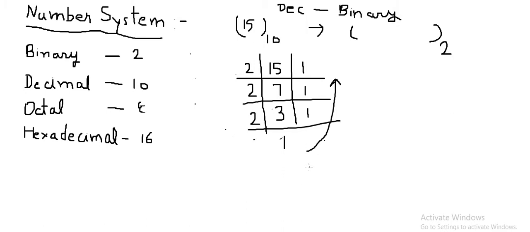So to write this number, what we have to do, we have to read from down to up, right? Although in this case this is a palindrome number, because from up to down and down to up, it's the same. But what you have to do is take the digits from down to up, right? So we have 1 1 1 and 1. So this is your binary conversion of the number 15.